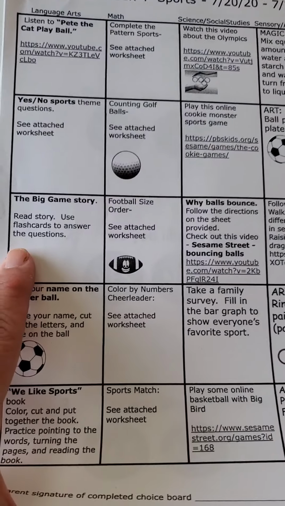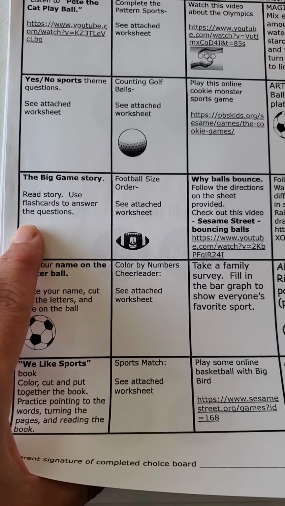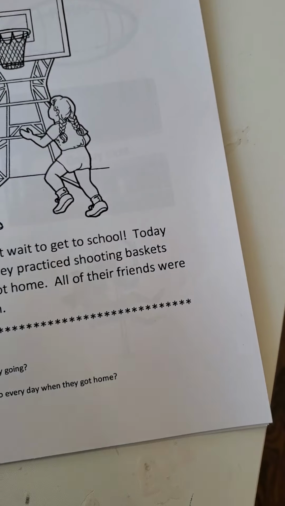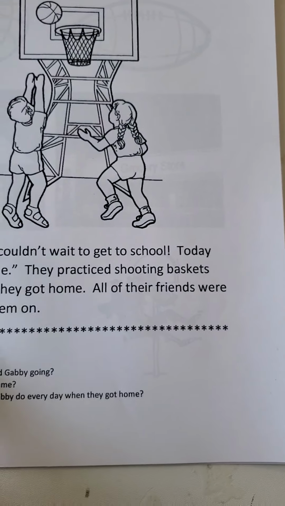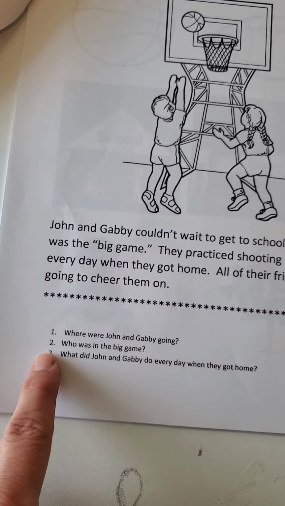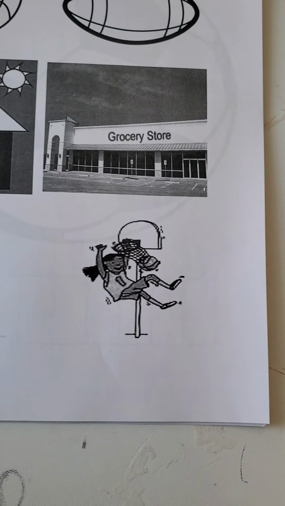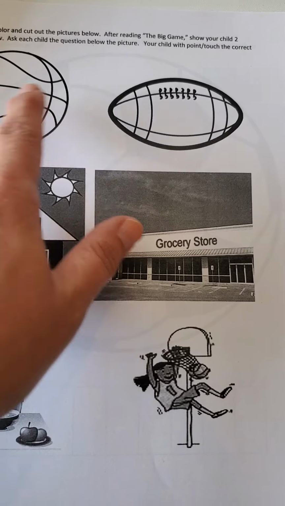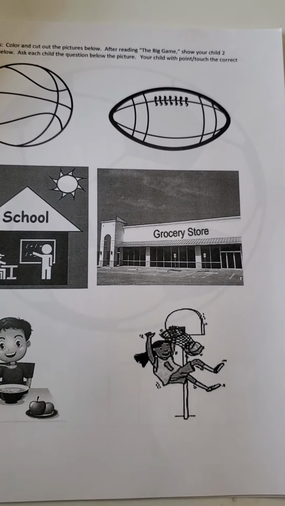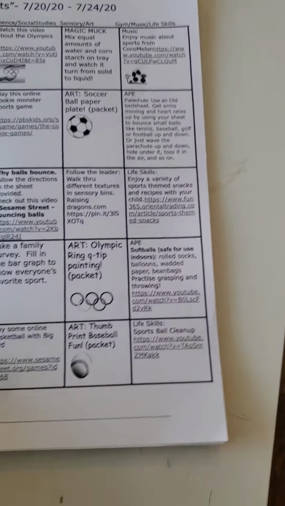Here's the big game story. Read the story. Use the flashcards to answer the questions. So here's your story, read the story right here. Here are the questions to ask, and here are the flashcards to use. You can cut them out and show 2 at a time.